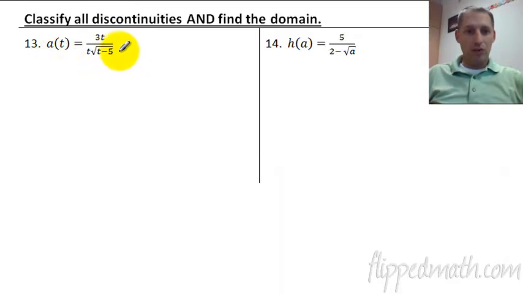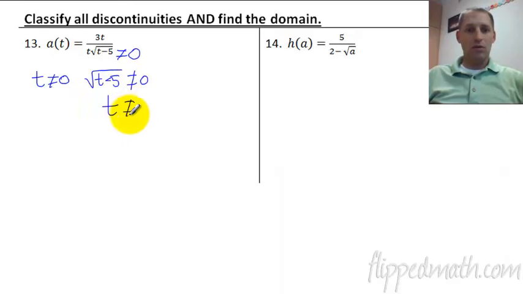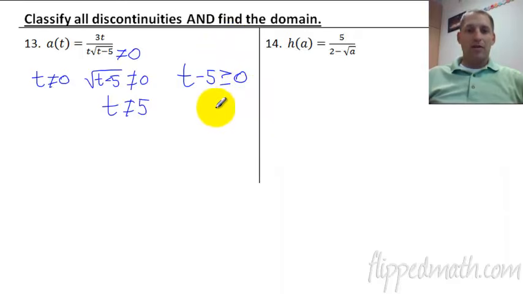When we find the domain first, we say that the denominator cannot be 0. So t cannot equal 0, and then we use the zero product property: the square root of t minus 5 cannot equal 0. Solve this and you end up with t cannot equal 5. So we've got t can't be 0, t cannot be 5, and what else? Whatever's under the radical, t minus 5, has to be greater than or equal to 0. When you solve this, you get t is greater than or equal to 5.